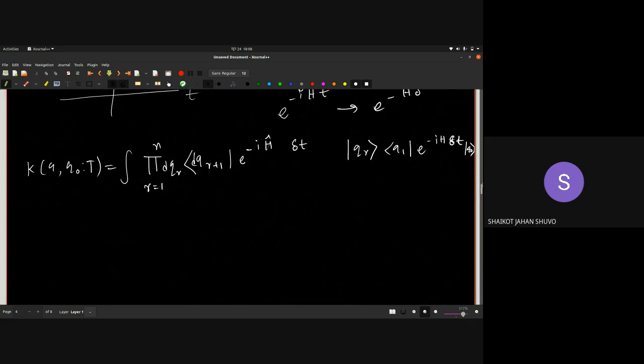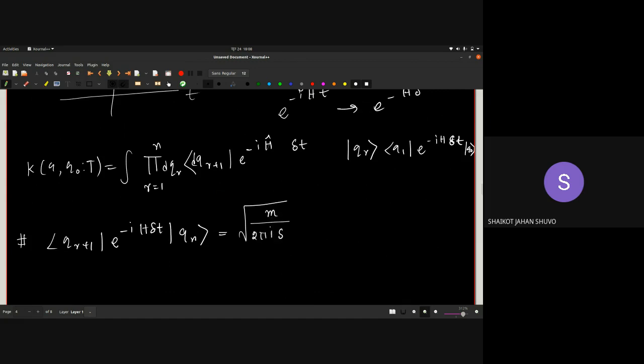we can finally get rid of all the operators that we had, and we can write our result for any individual q of r plus 1 e to the power minus h delta t of q of r as square root over m over 2 pi i delta t e to the power i 1/2 of m, you have q of r plus 1 minus q of r over delta t, whole squared.